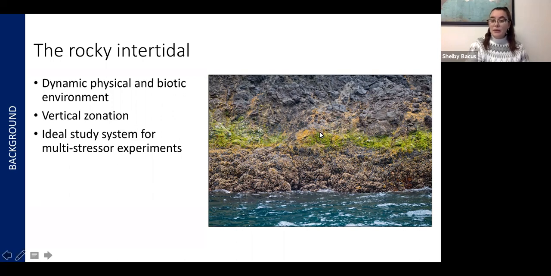The upper limit of a species' range is usually set by abiotic factors, so things such as temperature tolerance or desiccation tolerance, whereas the lower limit of a species' range is often set by biotic factors such as competition and predation. So the interesting thing about vertical zonation is that it directly reflects a marine organism's adaptation to varying degrees of stress. And this makes it the ideal study system for multiple stressor experiments.